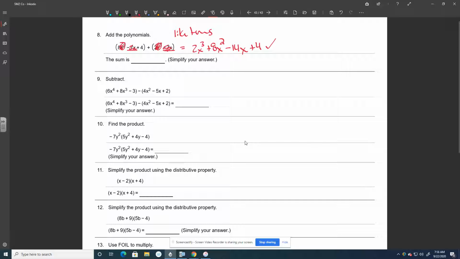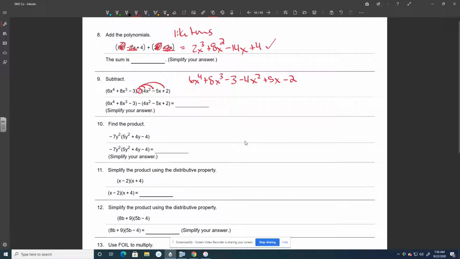Number 9, you have to subtract an entire parenthesis. So remember, when I have a subtraction in front of a parenthesis, I have to distribute that to everything on the inside. So it basically changes the sign of everything on the inside. This first parenthesis stays the same, 6x to the 4th plus 8x cubed minus 3. But this negative makes the 4x squared a minus 4x squared, and it makes the minus 5x change to a plus 5x and the plus 2 change to a minus 2.